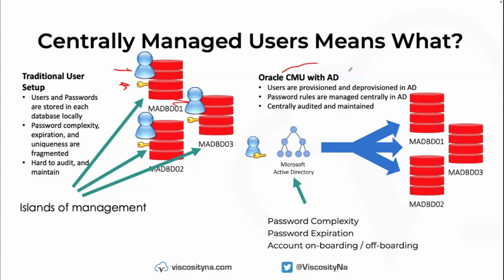If I integrate with AD and CMU, I can move all of those things into the Active Directory. So password complexity rules, expiration, onboarding, offboarding of accounts, et cetera, will all be in Active Directory, and we'll go through how that works. Okay, so why do I want to do this?